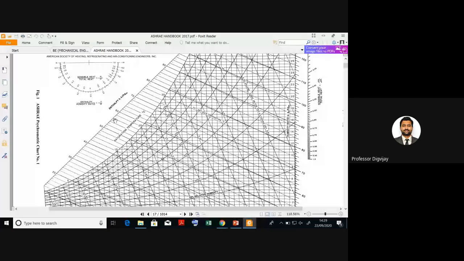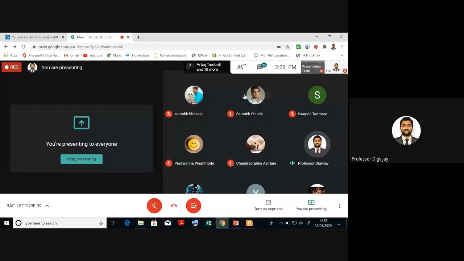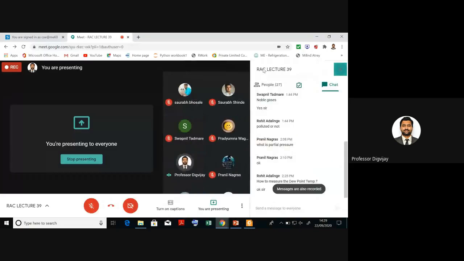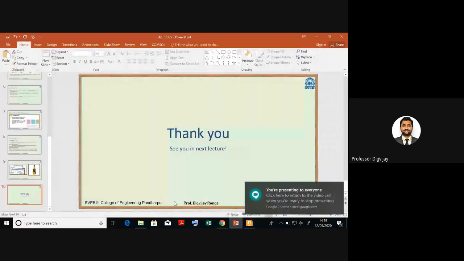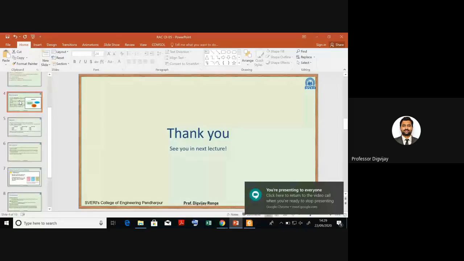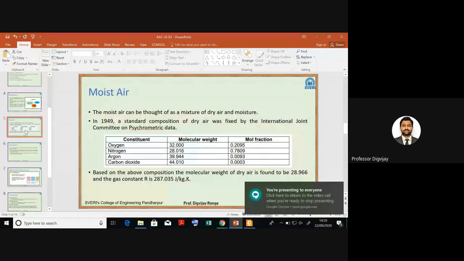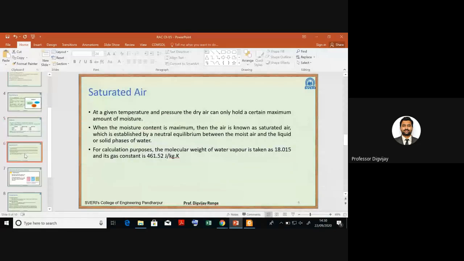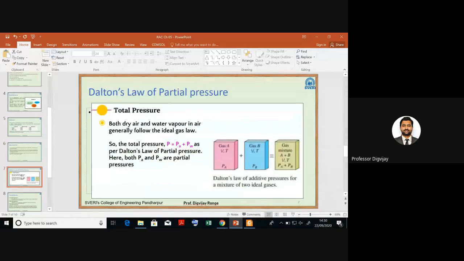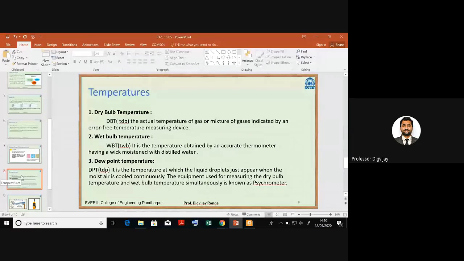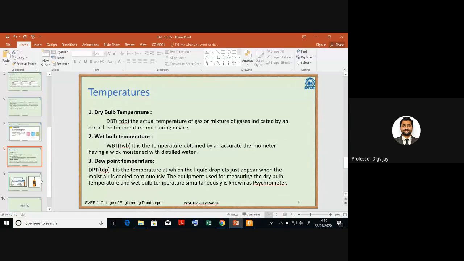So we'll see in upcoming lectures how to construct the psychrometric chart and what the processes on the chart are. For today, I'll just recap whatever we have seen. Today we started our chapter with atmospheric air. Then we saw moist air, then saturated air, then the very important Dalton's law of partial pressure. Then the temperatures: dry bulb temperature, wet bulb temperature, and dew point temperature.